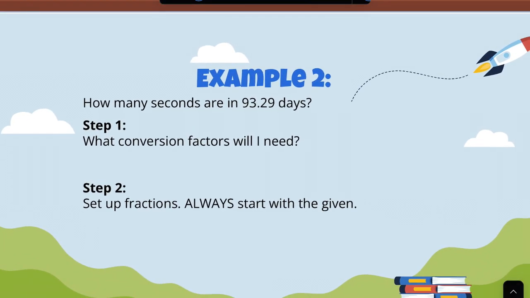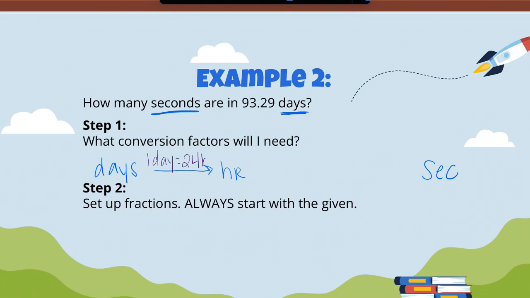We're going to need a couple more conversion factors here. So same process. I'm going to start with days. And what I want to do is convert days to eventually seconds. Now, do you know a conversion factor that helps you convert from days to seconds? I don't know how many seconds are in a day to start with, but I do know how many hours are in a day. And I know that 1 day is 24 hours, so that helps me get closer.